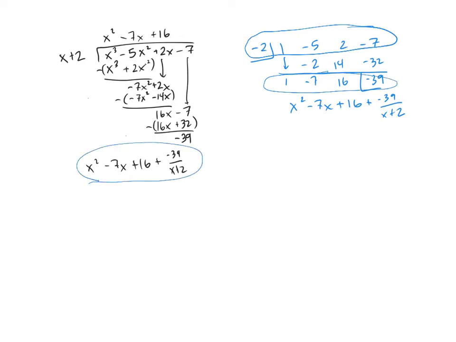Now, I want to focus on this middle row of synthetic division, this one right here, and talk about why those numbers are the way they are, where they come from. So if I look at long division, I'm going to focus on this term right here and ask, where did that come from? Well, that came from the multiplication step, this x squared times that 2, and that went there, and then we subtracted that, so it was -5 minus 2.